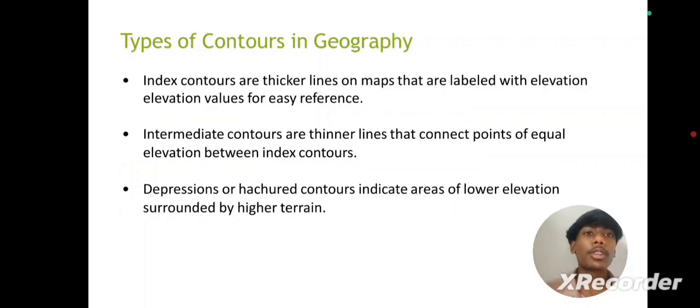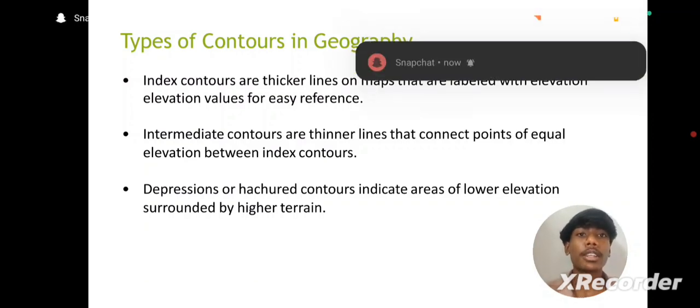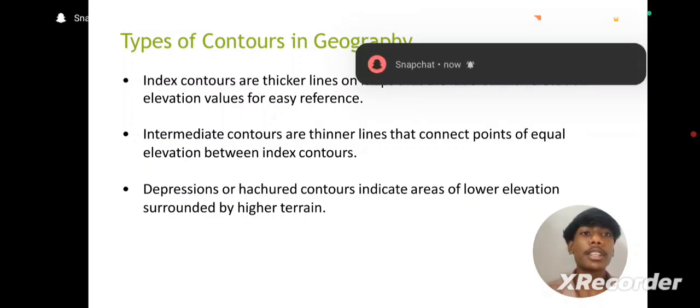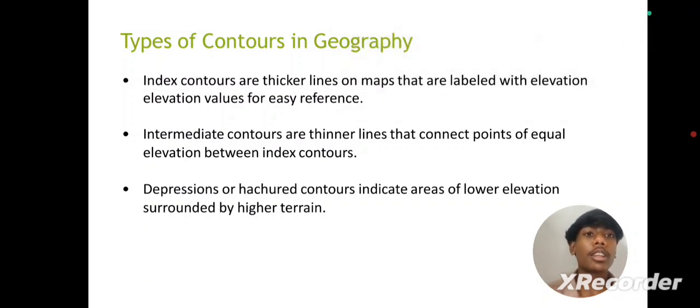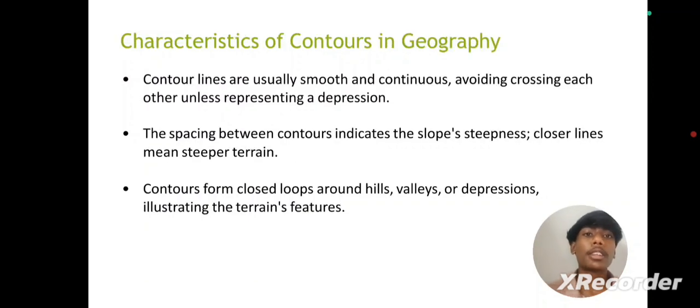Next, types of contours in geography. Index contours are thicker lines on maps that are labeled with elevation values for easy reference. Next point, intermediate contours are thinner lines that connect points of equal elevation between index contours. Next point, depression or hachure contours indicate areas of lower elevation surrounded by higher terrain.